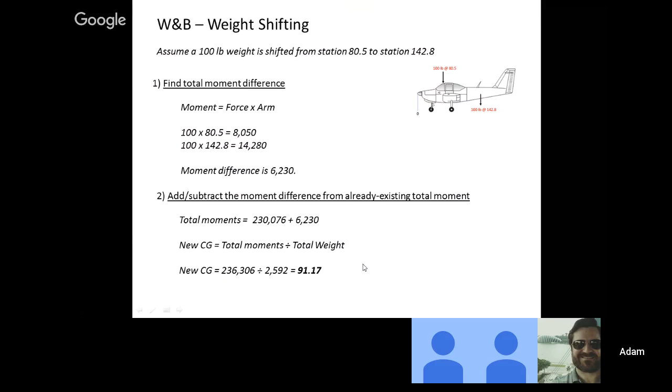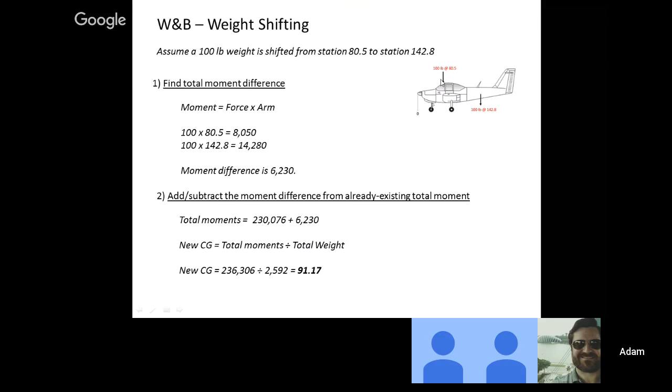Yeah, I guess my only question is, just to confirm what you said: if you're moving away from the center of gravity towards the tail, you'll add the difference. If you're moving toward the nose of the plane from the center of gravity, you'll subtract the moment. Right. Because right now, as it stands, with the 100 pounds sitting right here in the front seat, your moment is 230,076. If we're going to decrease the arm of the center of gravity, it's going to go down. So your CG will move to the left. It'll go towards the nose.